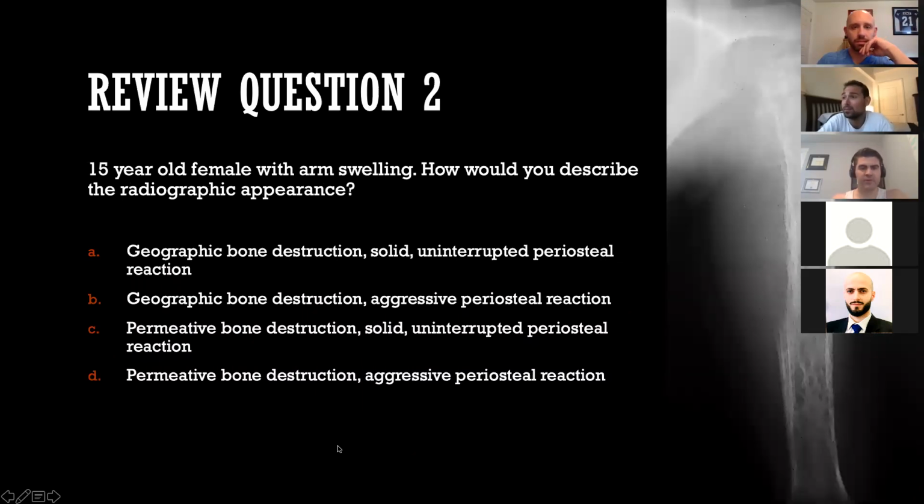You've got a 15-year-old female with arm swelling. Take a look at the X-ray. We talked about some of the different things for radiographic appearance of bone lesions. See what you think.